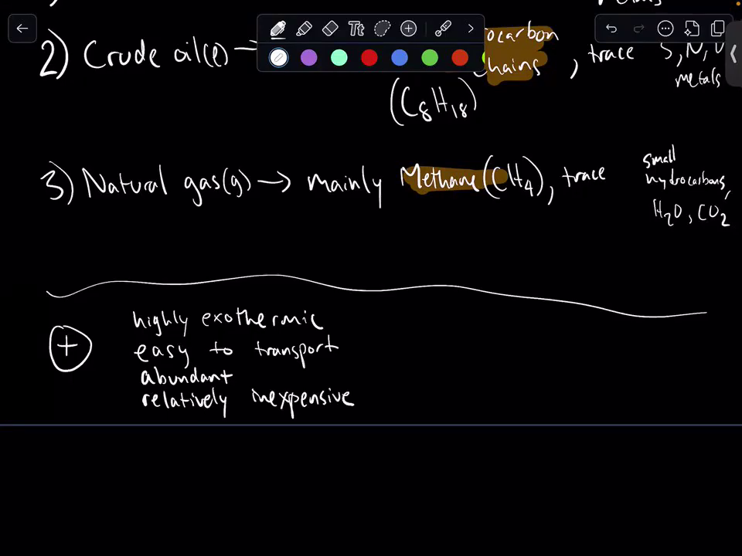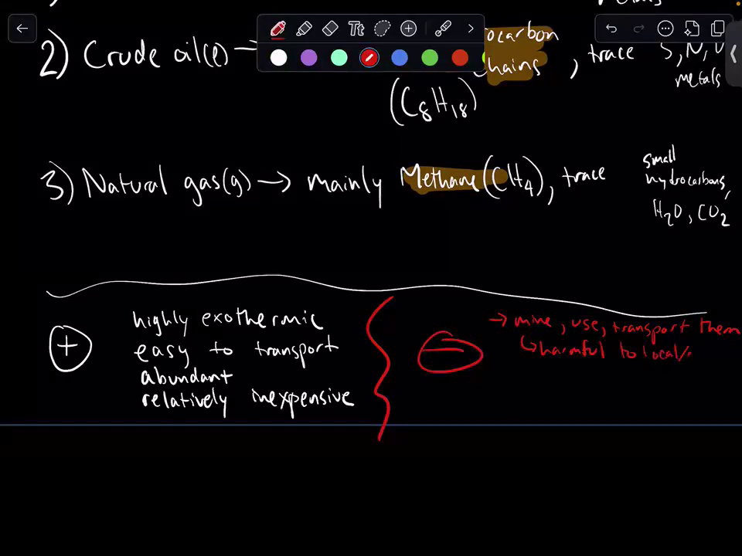With all of these advantages, why would we not use fossil fuels? Well, they come with some pretty hefty disadvantages. When we mine, use, or transport them, it's usually harmful to the local or global environment or both, especially when we spill them in the environment, like the British Petroleum oil spill, as well as many, many other natural disasters based in fossil fuel.